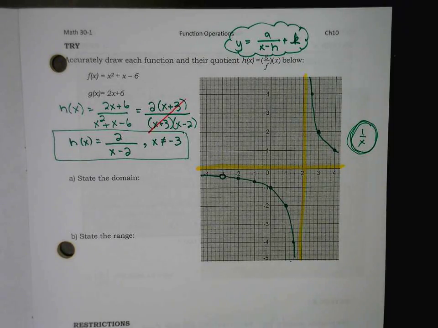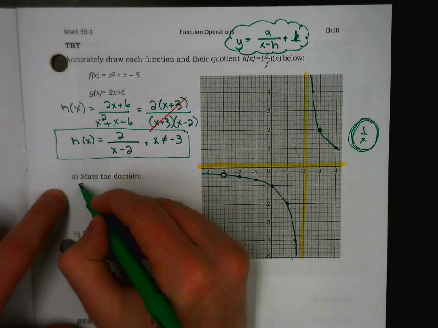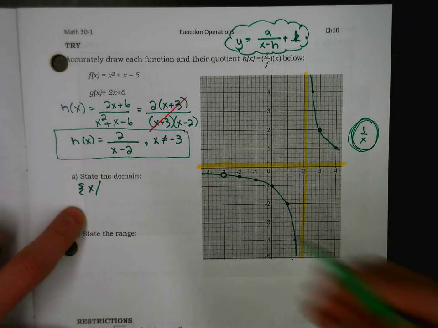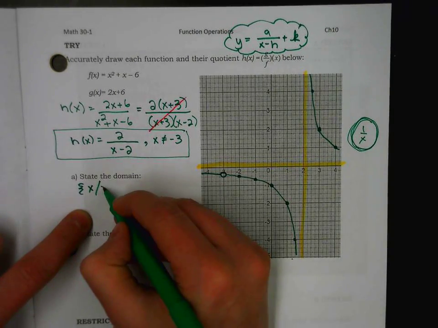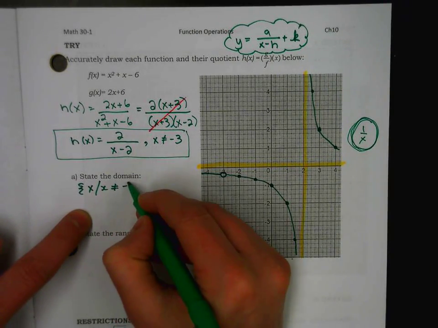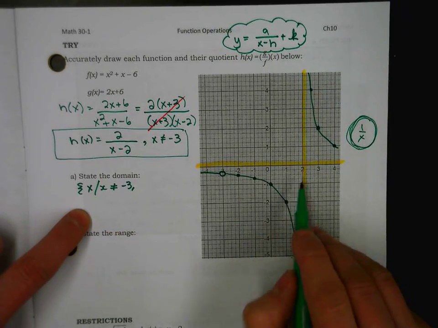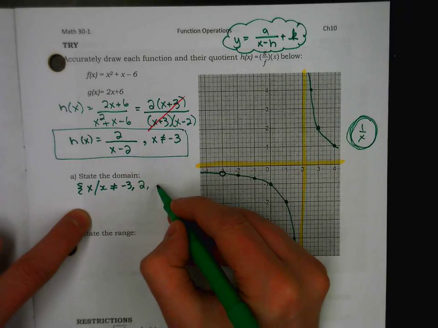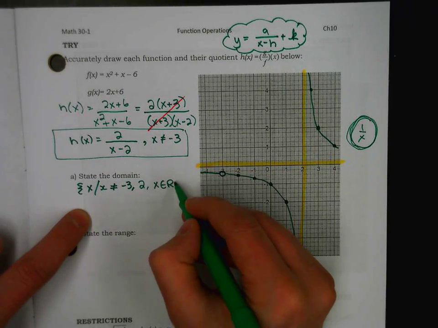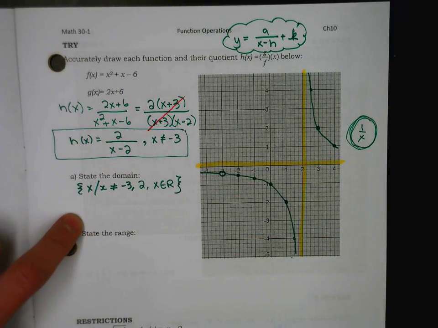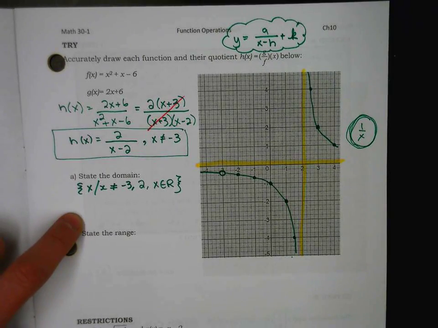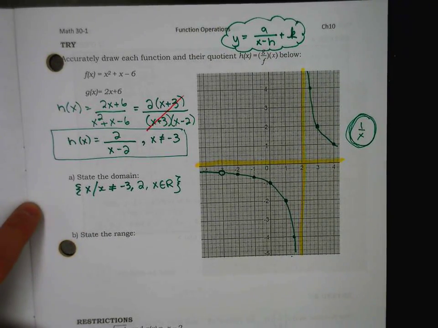So as we ask the question, what is the domain? We can say that the x values are such that x cannot be negative 3, point of discontinuity. 2 is an asymptote, but x can be everything else. x is an element of the real number system. Nothing too crazy with that because we focus quite heavily on x.